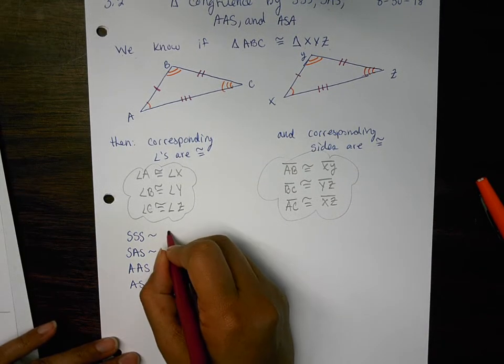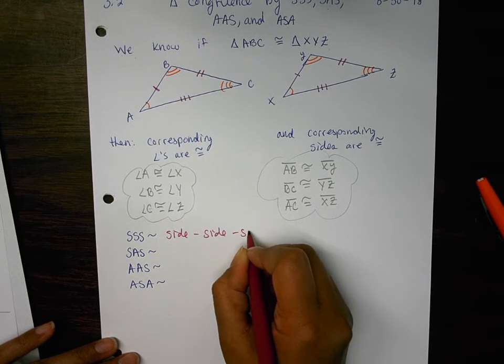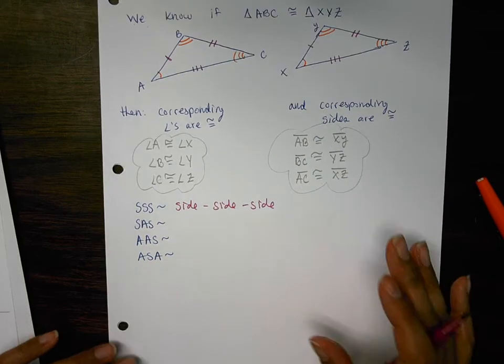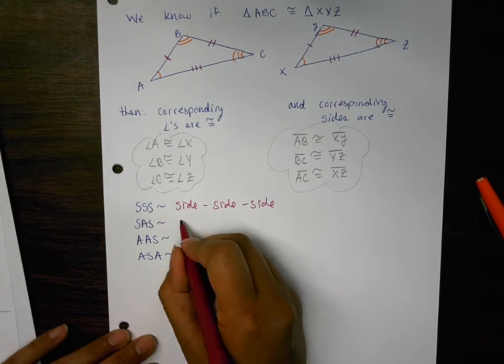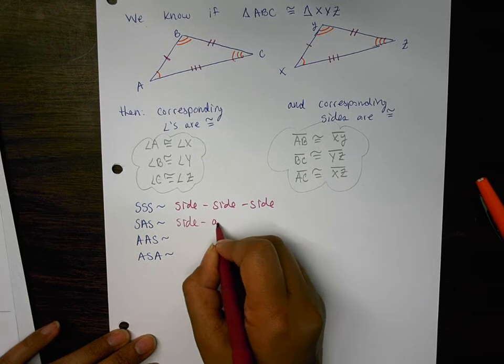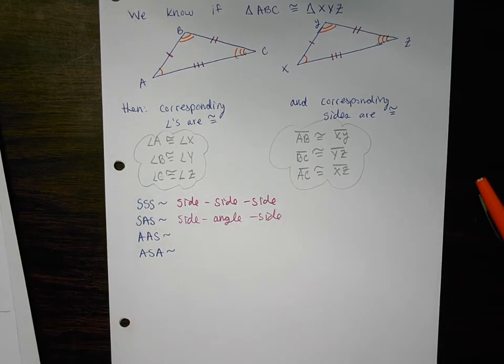What did you guys say for SSS? Side, side, side. And what is SAS? Side, angle, side. Good, write that down. And go ahead and write down the other two. We said them earlier. Remember, we did say what they were. See if you can write them down from memory.